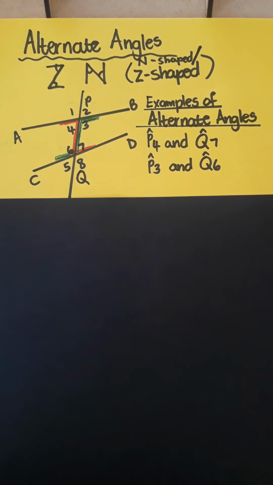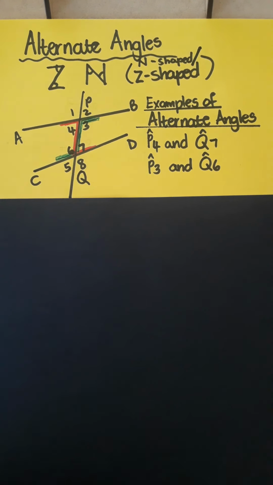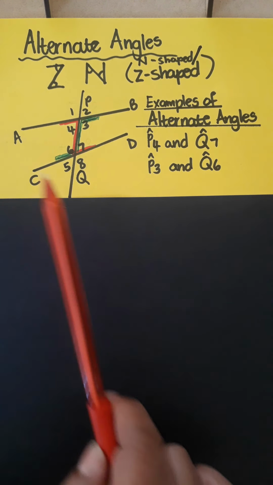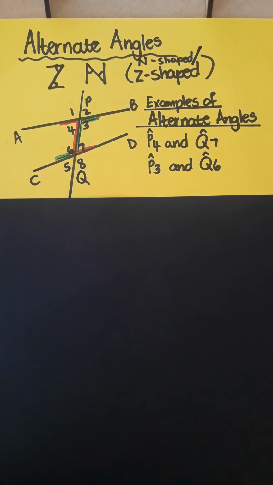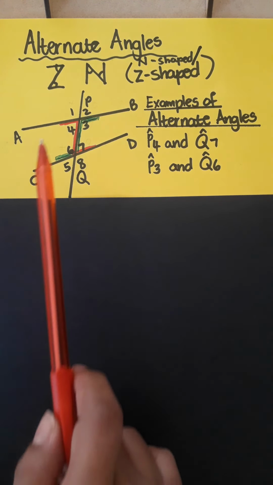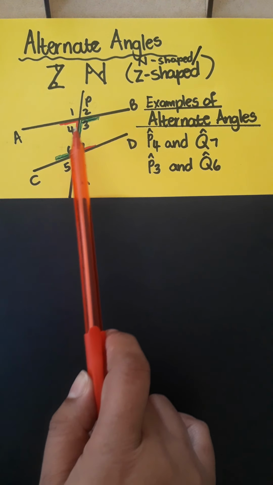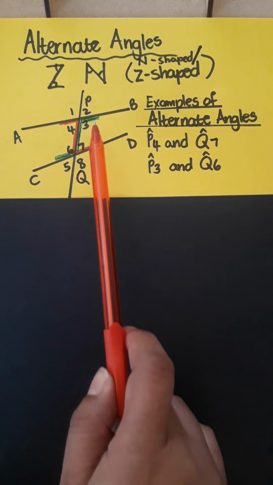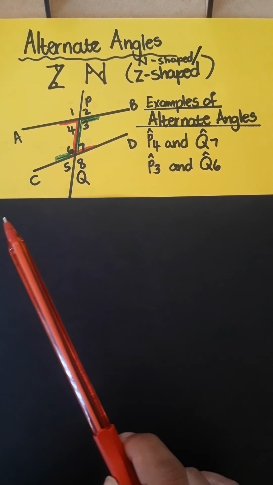Today's lesson is alternate angles. These are Z or N-shaped. Now, if I have two lines drawn and they are cut by a transversal PQ in this case, you will notice that there is a Z shape. I tried to color it in red for you. And then in green, there's also another shape. It's a Z shape.